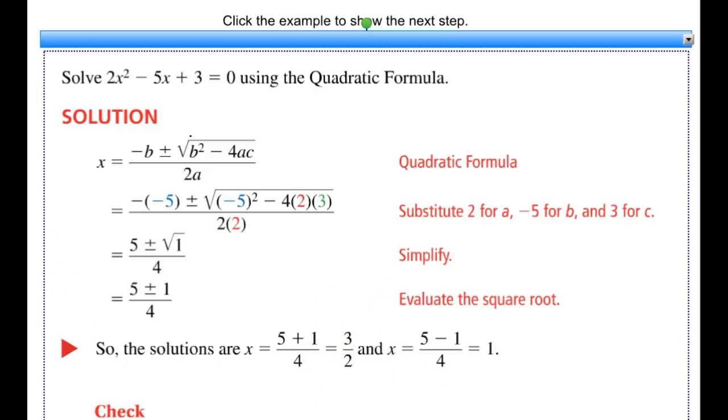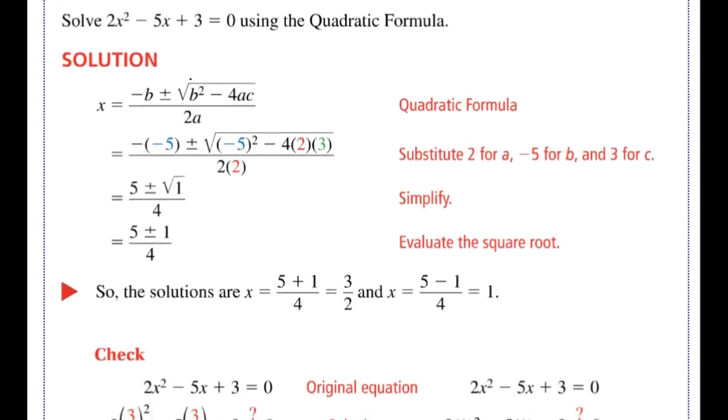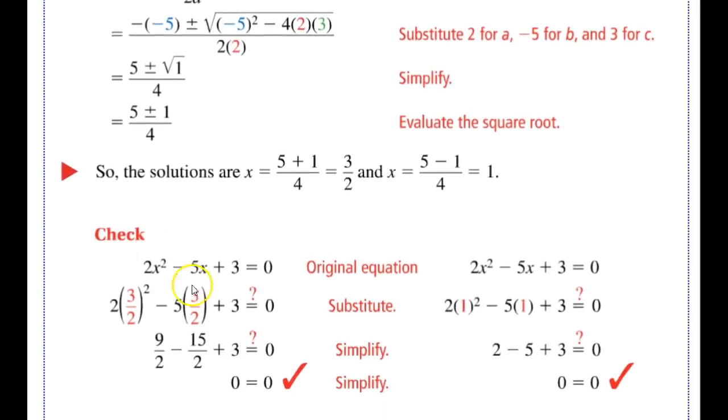Then I have to always go back and double check, because sometimes we don't have a real solution. So I plug both of those, my 3/2 and my 1, back into my original equation, and then I simplify and see that yes, both of my solutions actually work here. So those are both possible solutions.